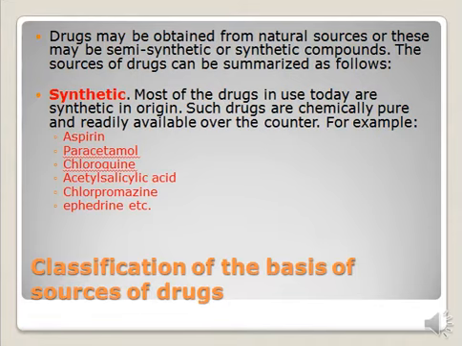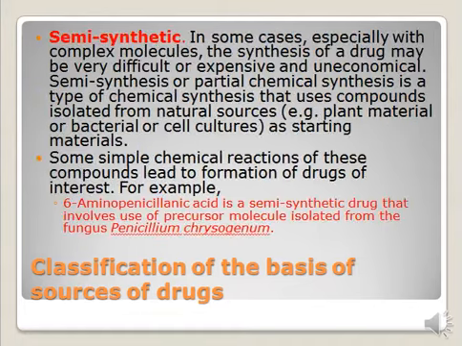So those drugs which are prepared in the laboratory are called synthetic. These are extremely pure and readily available, and normally synthetic drugs are inexpensive. They are cheaper, right? They are available at low cost. Examples of synthetic drugs include aspirin, paracetamol, chloroquine, ethyl salicylic acid, then we have chlorpromazine and ephedrine, etc. All of these drugs are synthetic because they are prepared inside the laboratory.